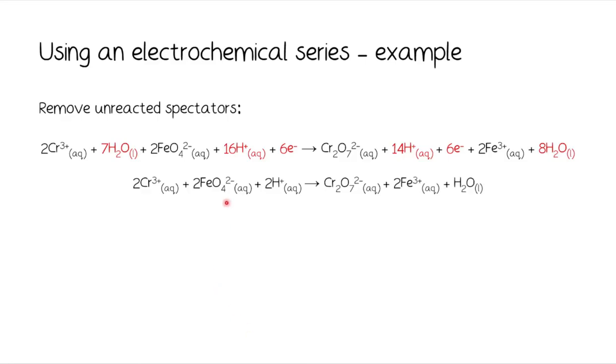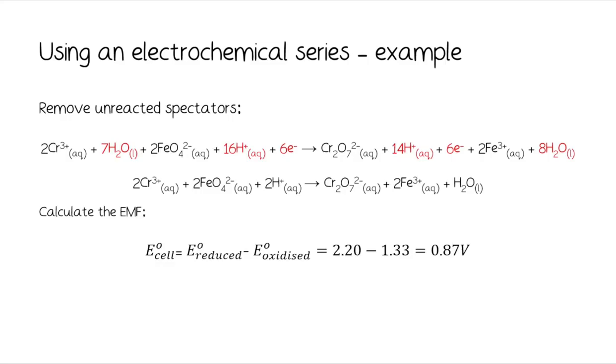So you can see that the 16H+ is on this side and 14 here, so we can take all 14 away here, and that leaves 2 on this side. There's 6 electrons on both sides, so those can all disappear. And we're left with 8H2O and 7 here. All 7 of these disappear, and 1's left here. And then next what we do is we calculate the EMF using the values of that electrochemical series table, and that gives us a sweet value of 0.87 volts.